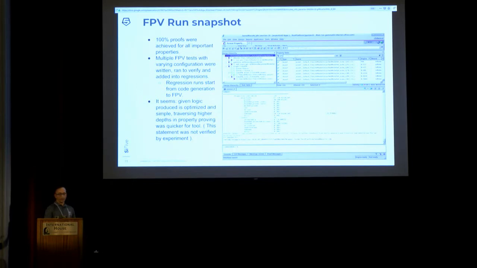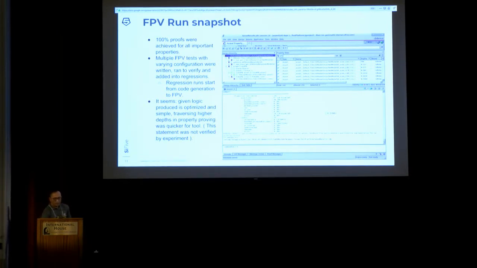And this is my FPV run snapshot. Whenever I generate my properties, generate my drivers and responders, and I have a file list, I subject that to the formal tool. Once I did that, all my properties, constraints, everything comes in. This is a JasperGold snapshot, the tool from Cadence.